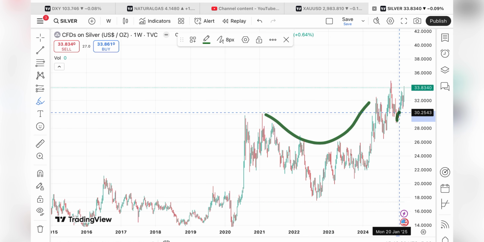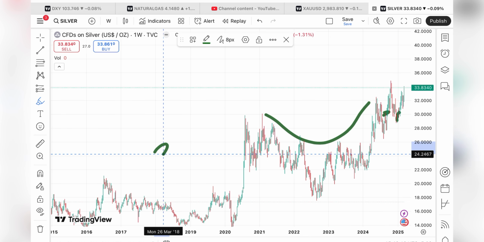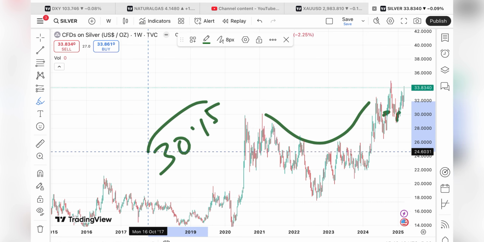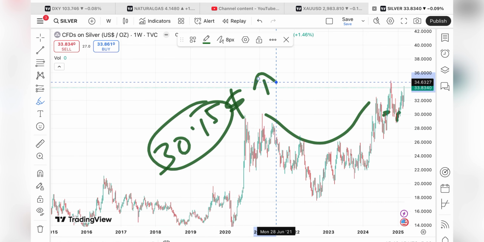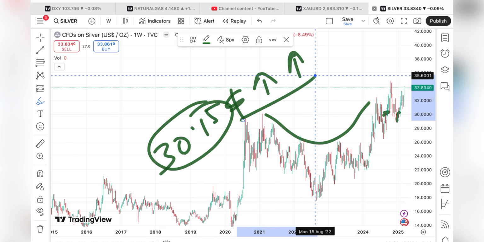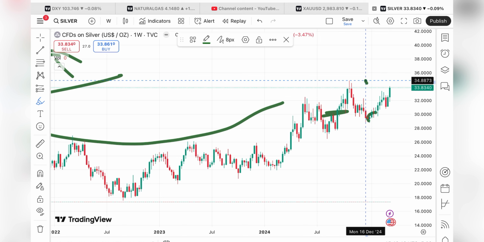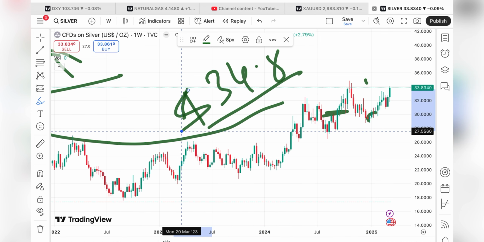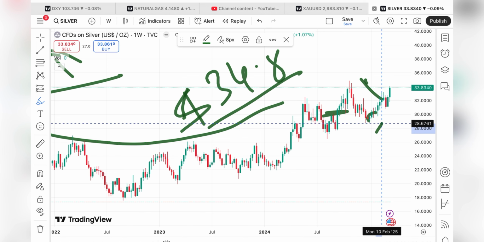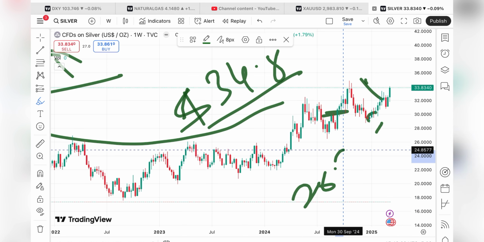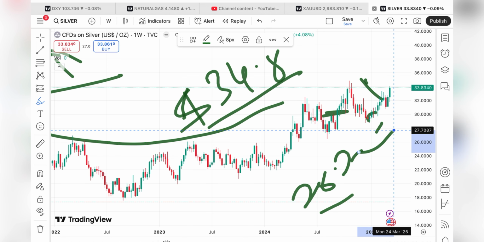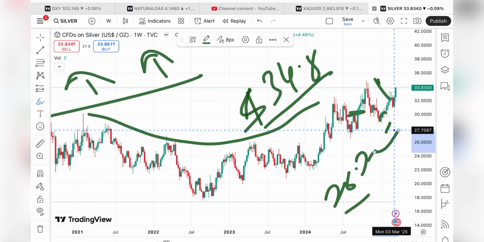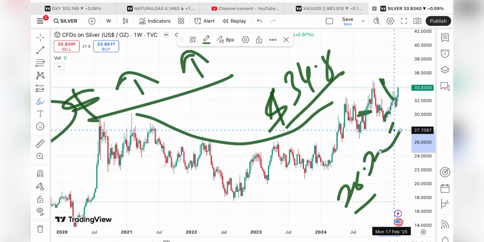A level of around 30.15 is a buy situation, which I have already explained in my previous video. Because this pattern was supporting the trend, it made a high of around 34.8. Then profit booking came, making a low of around 28.7, and then it again started going upside. There is good volatility we have seen in the price of silver.